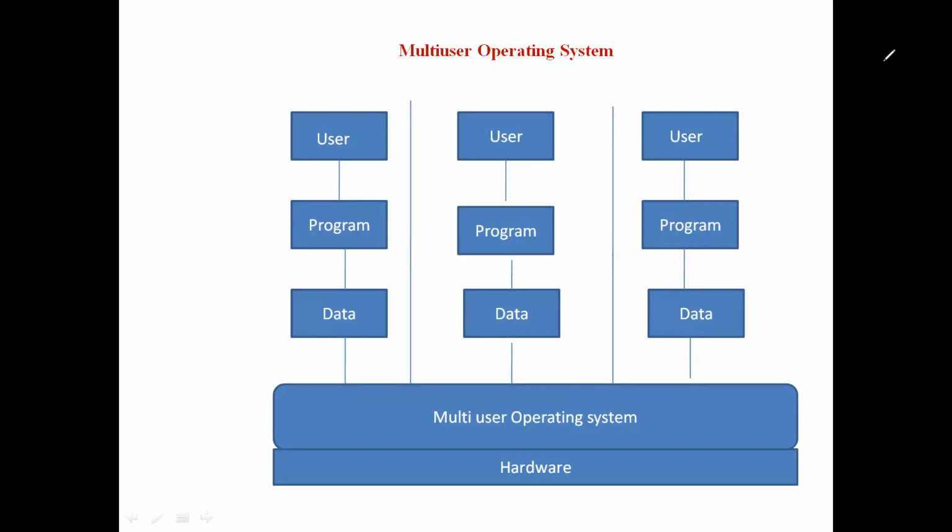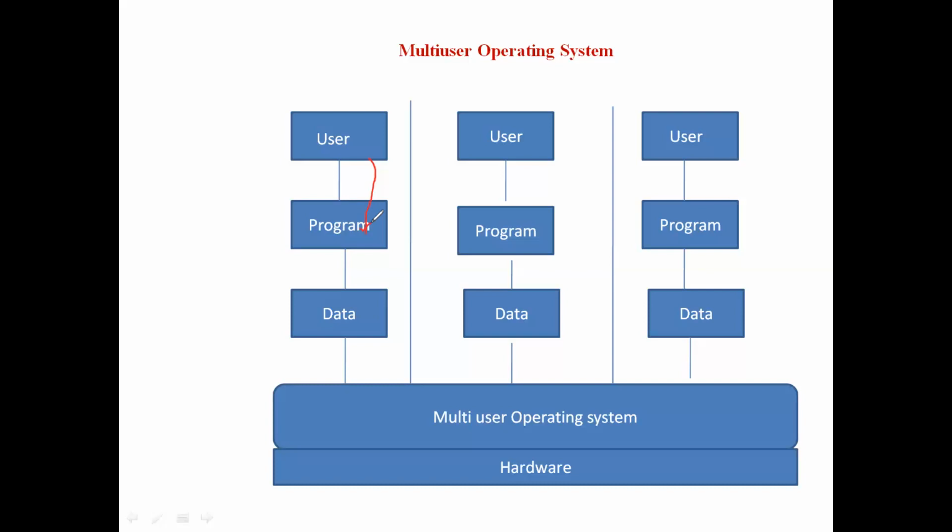So coming to the differentiation between the multi-user and multitasking operating system, initially we will see the multi-user operating system. You can see in a block diagram a multi-user operating system. This operating system ensures that each user runs a single program, as if the user is using the whole of the computer system.